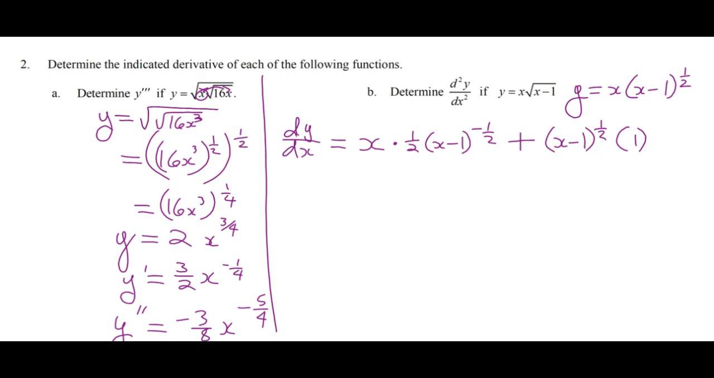Okay, so we look at that and we say there is a common factor that can be pulled out, because they both have an x minus 1. And we take the lowest, which is the x minus 1 to the 1 half. So I've got x minus 1 to the negative 1 half. And so here we end up with x over 2.